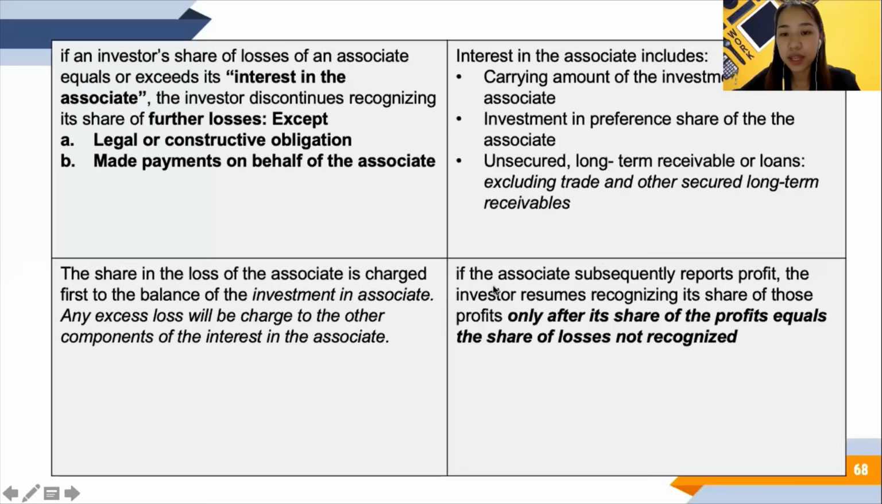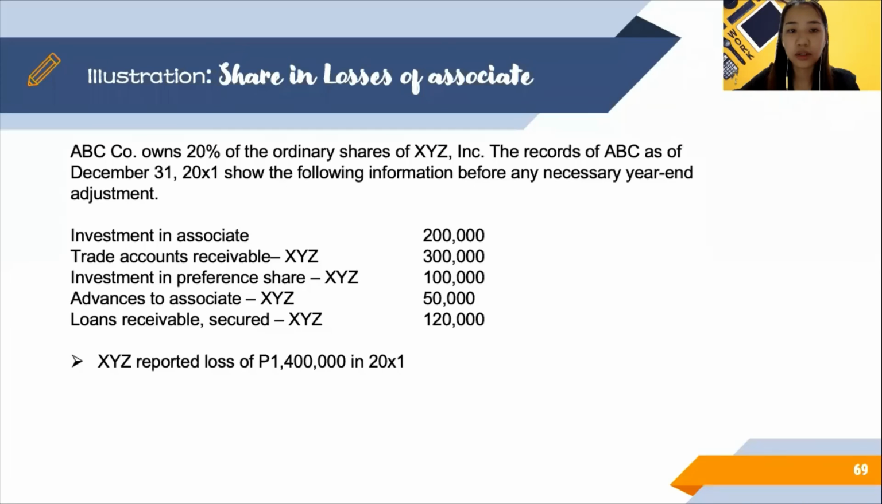If the associate subsequently reports profit, the investor resumes recognizing its share of those profits only after its share of the profits equals the share of the losses not recognized. So to illustrate, let's proceed to the illustration.